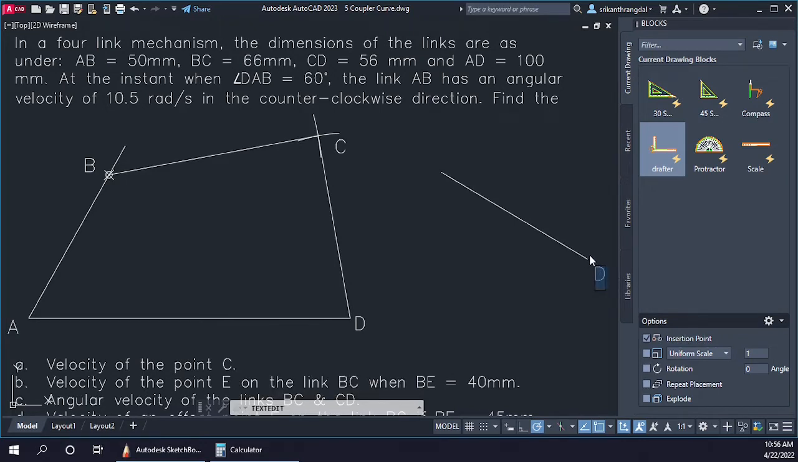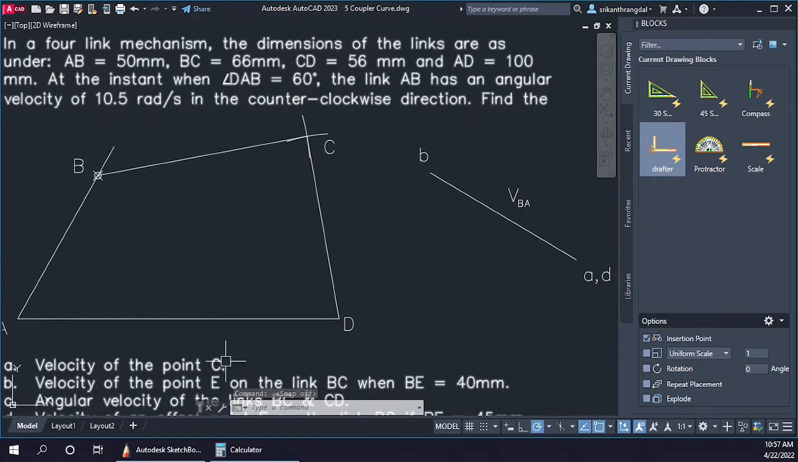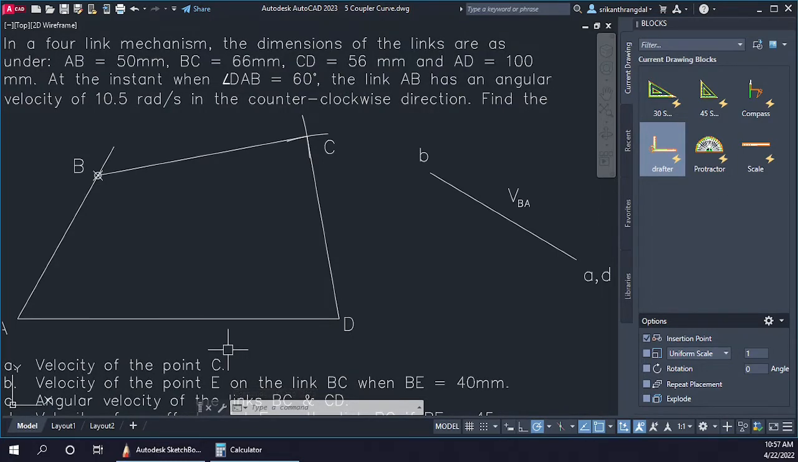This point represents 2 points from the position diagram, A as well as D, and this point over here is the point B. So this velocity will be called VBA, that is velocity of B with respect to A. And because the point A is a fixed point, this becomes the absolute velocity of the point B. Now you can see here that in the first bit we have been asked to find the velocity of the point C. In order to do that, we'll have to draw two more lines, the velocity of C with respect to B and the velocity of C with respect to the fixed point D.